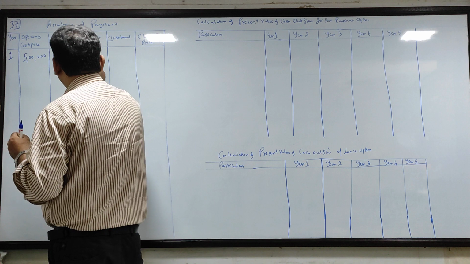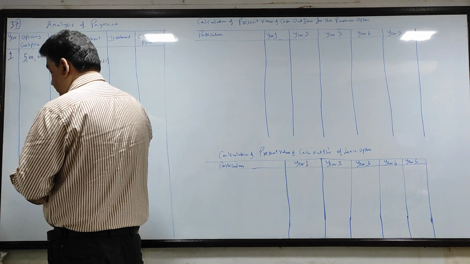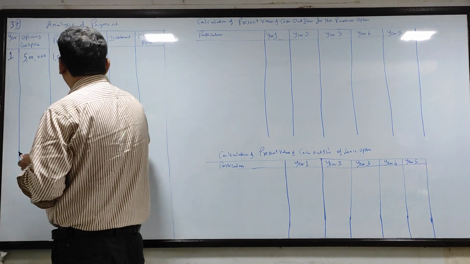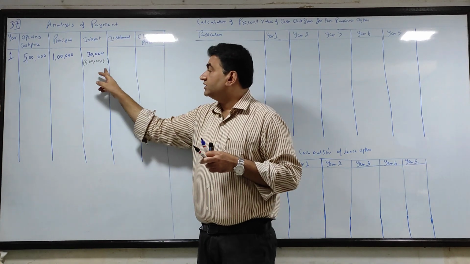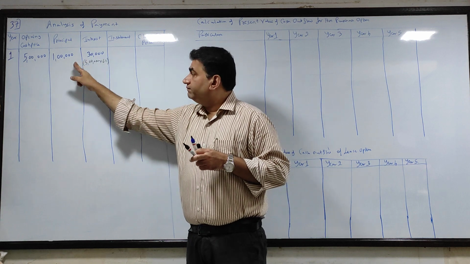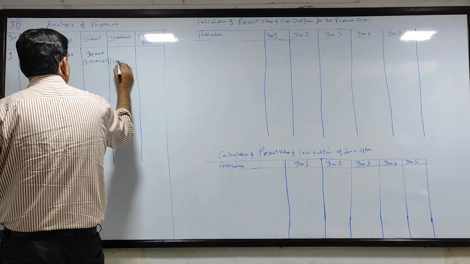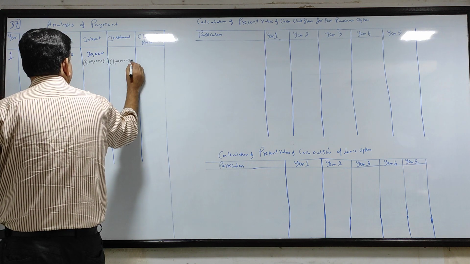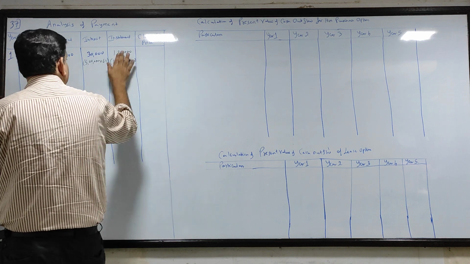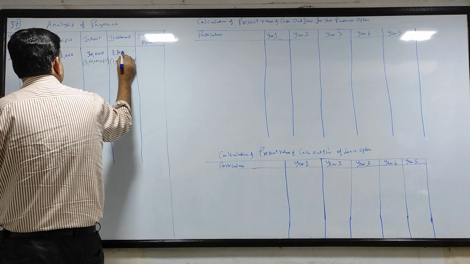So my opening cash price is how much? 5 lakh. 5 lakh is my opening cash price. 5 lakh का 6% gives you 30,000. So what will be my installment? Principal 1 lakh plus interest 30. This also I'll put in brackets for your understanding. So 1 lakh plus 30, this is 130.